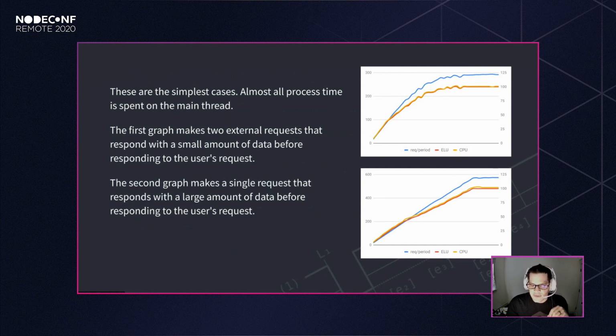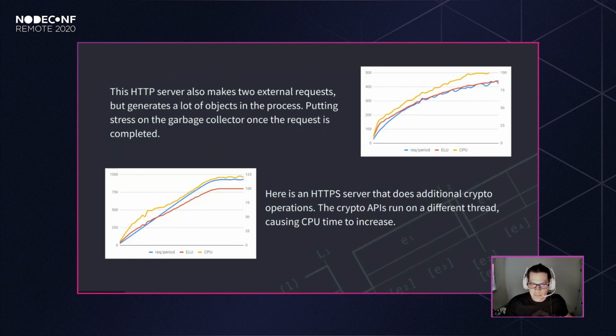So these two graphs are simple example servers, where most of the time spent in the process is spent in the main thread running the script. These are the two simplest examples of how it works, where they trend closely. Now, as you'll also see, the servers have different scaling curves. One tapers off gradually, the other one is very linear until it hits full capacity. We'll get into that a little bit later on.